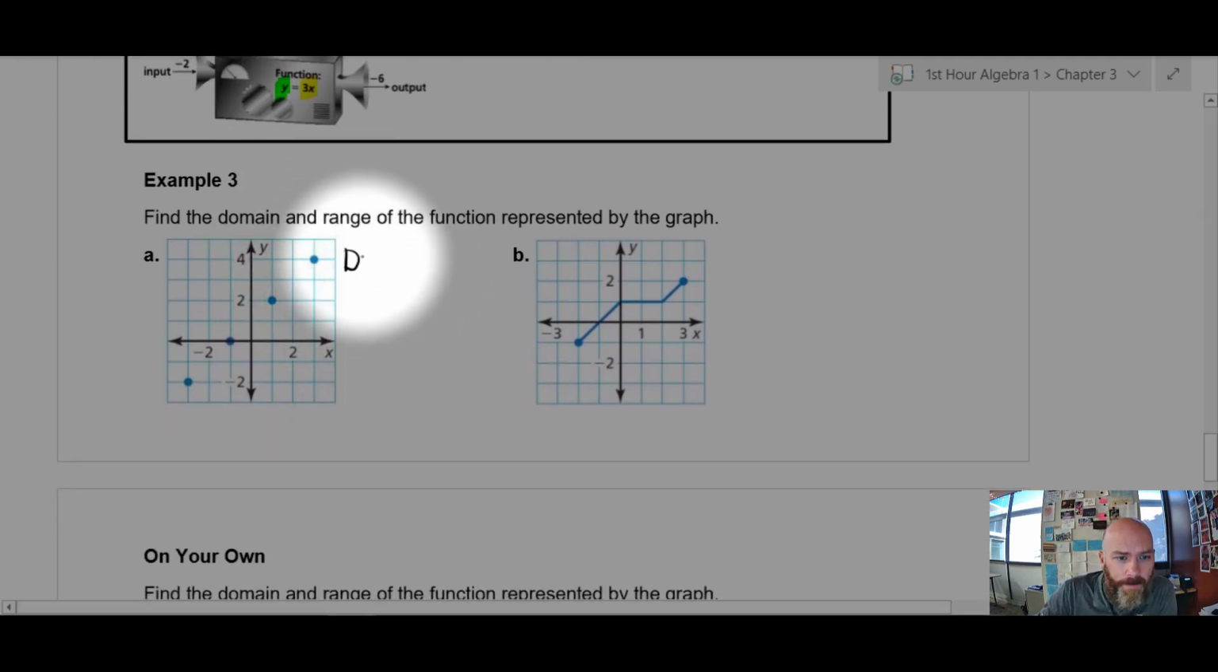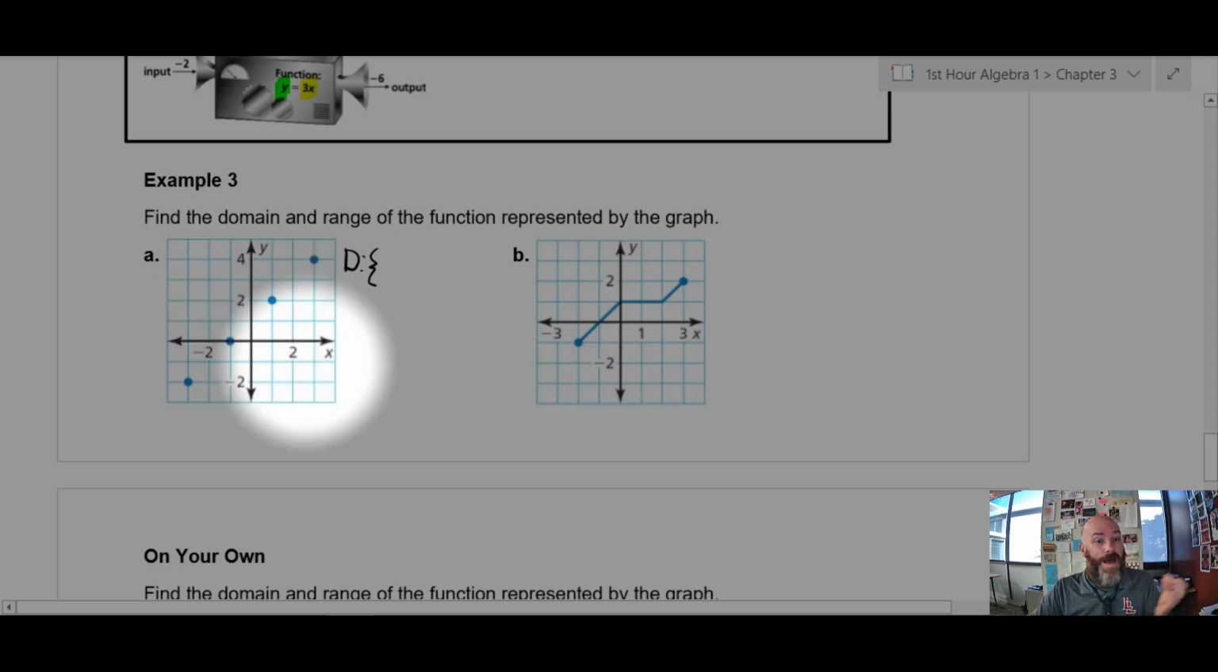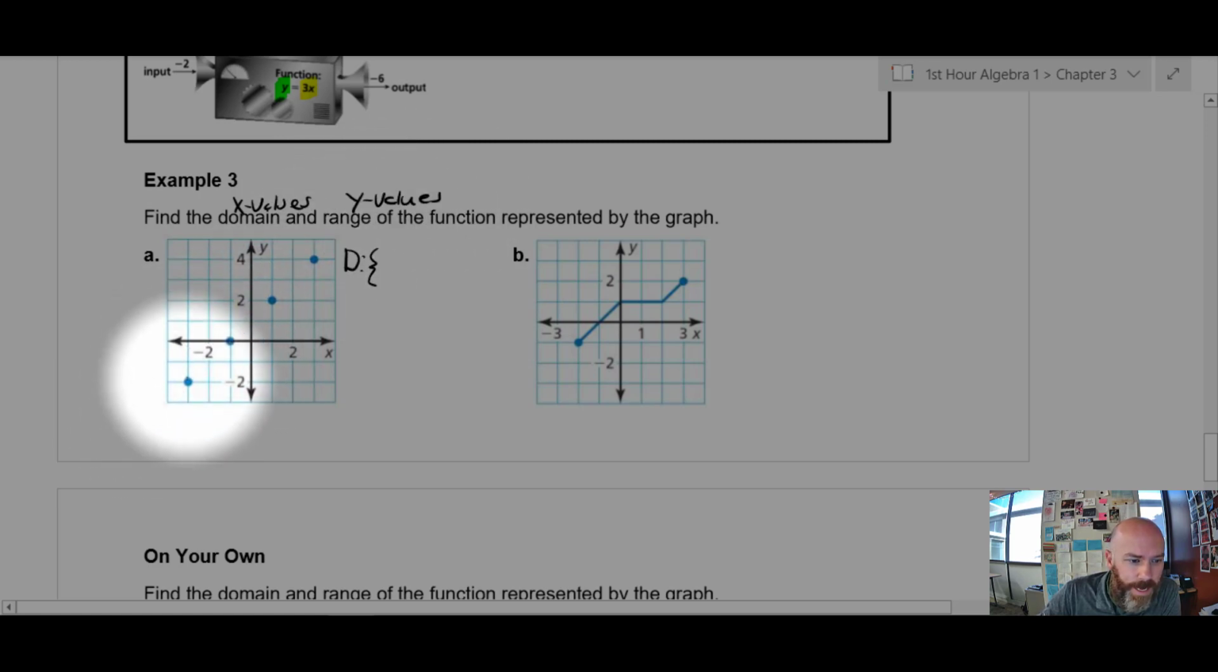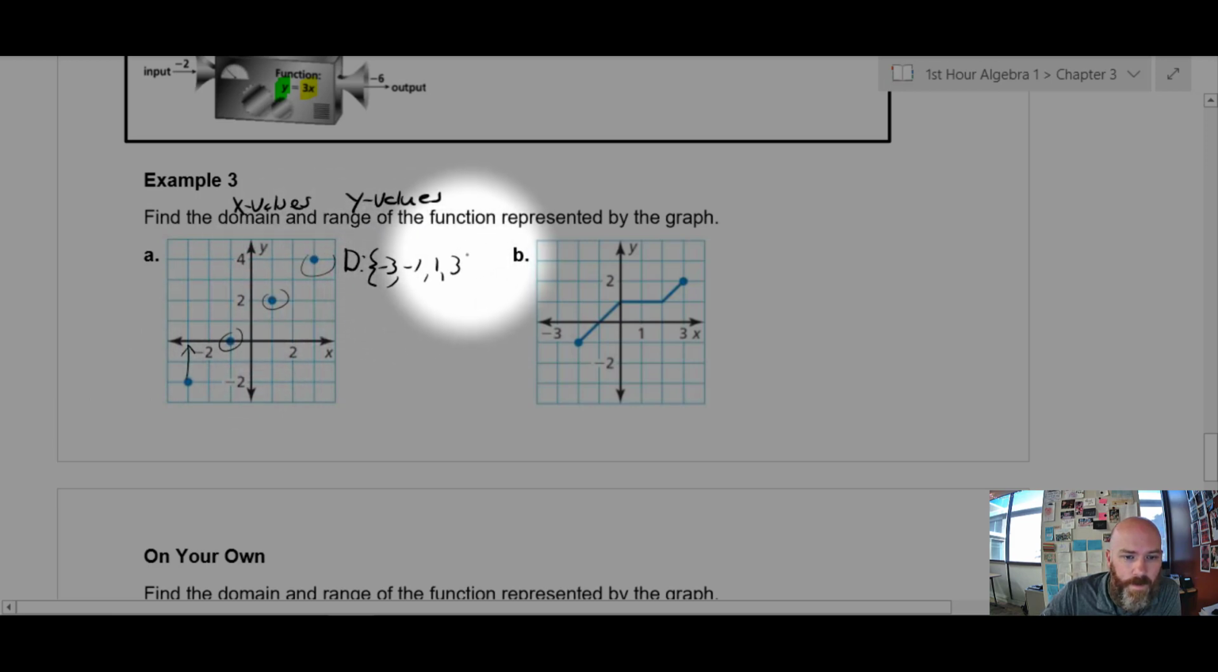So for domain, if you have individual points, you're going to have individual values. So I just want to find all the x values. So domain are your x values. Range is your y values. So this is skip counting. So my first x value goes right here, which is -3. And then I have -1, then 1 and 3. So those are all my domain values.